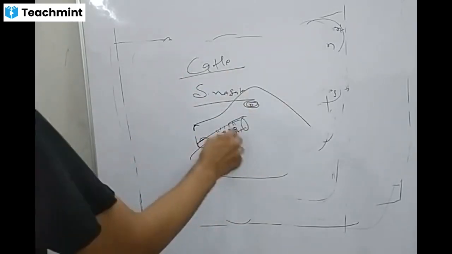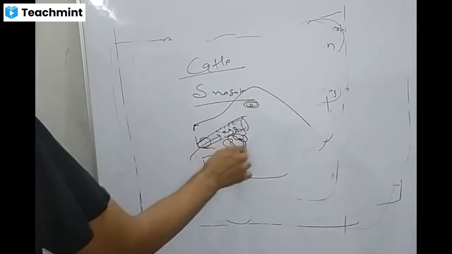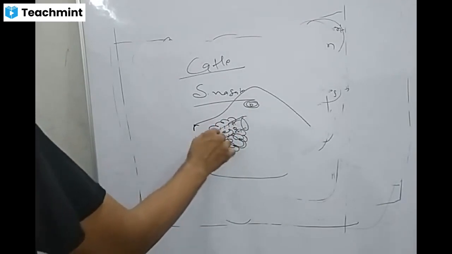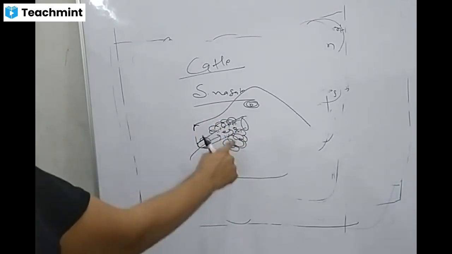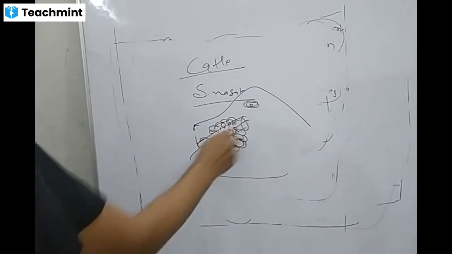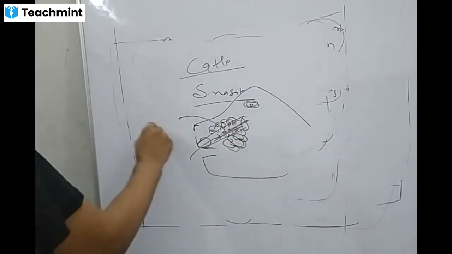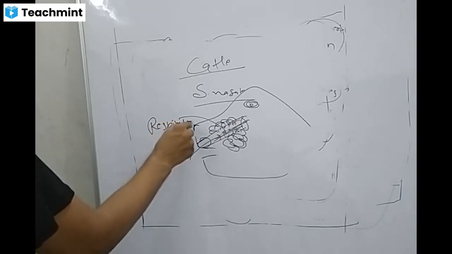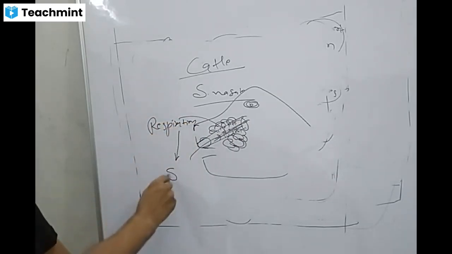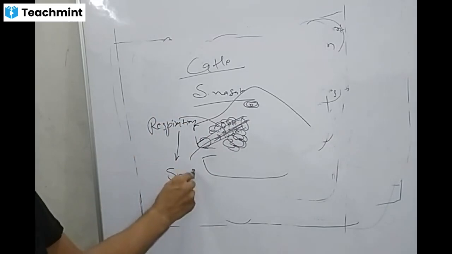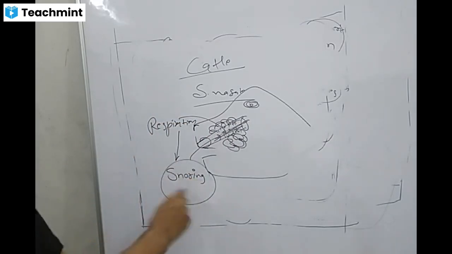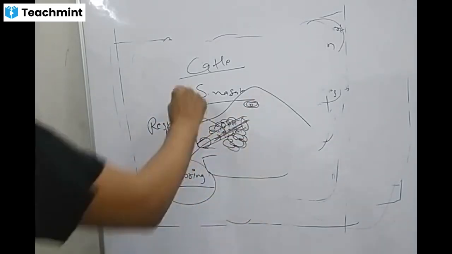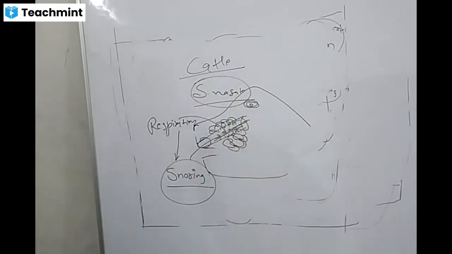And that inflammation may cause some cauliflower-like growth. Because of this cauliflower-like growth, there is difficulty in respiration, and that difficulty in respiration will lead to snoring. So this is called snoring disease, Schistosoma nasale.